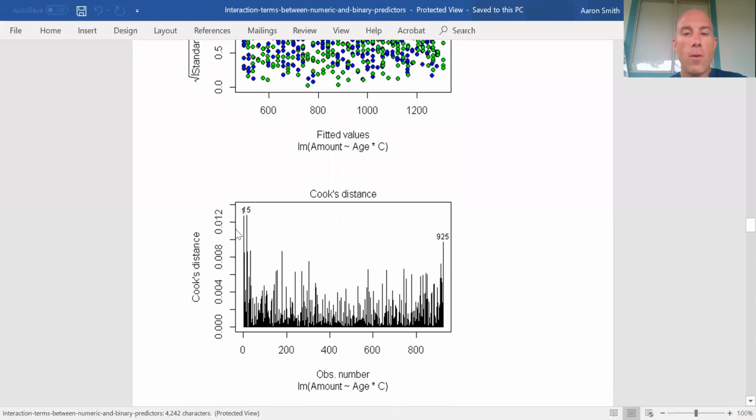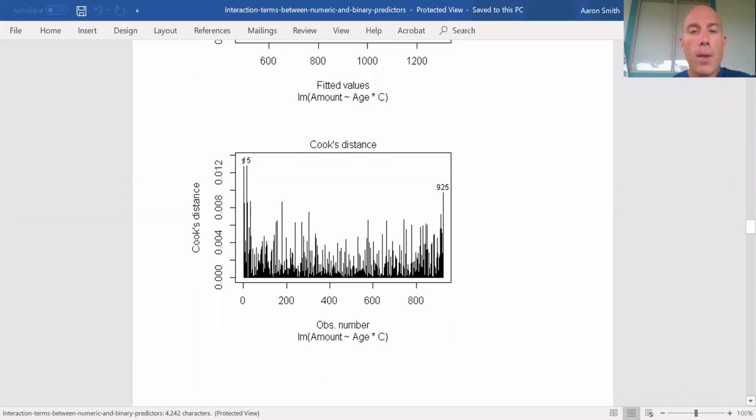Cook's distance. All right, so number one, we have a bigger Cook's distance at the two extreme ends. That might be something worth checking out. But I'm pretty sure this was fake data. This was generated data, so I'm not going to worry about it. In real life, I would go ahead and take a look at 1 and 925 because those are the most extreme values and they're getting flagged.